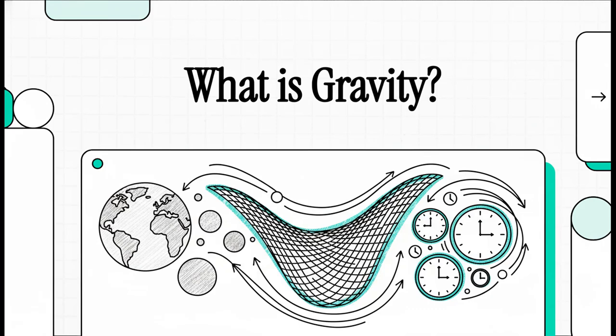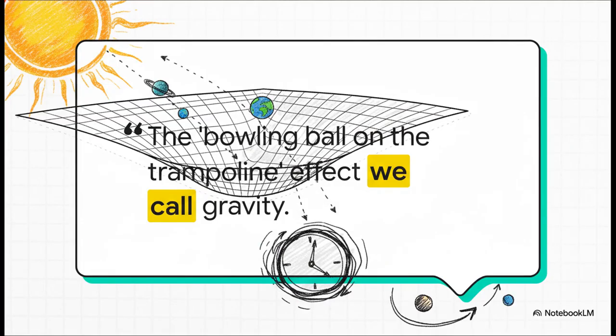Okay, so we all think we know what gravity is, right? But what if that classic image we were all taught in school, what if it has some pretty serious flaws? Let's take a little journey beyond the familiar and ask the big question. What really is gravity? We've all seen this picture, haven't we? It's the classic explanation for Einstein's general relativity.